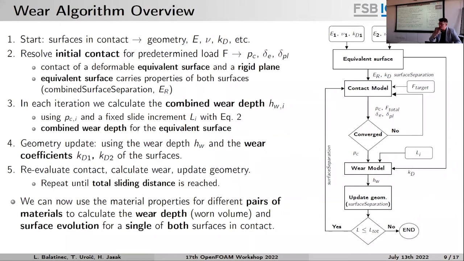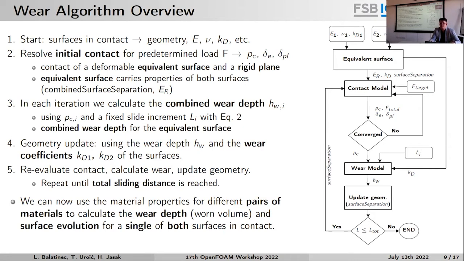So let's go through an overview of the complete wear algorithm, where the starting point are the geometrical and material properties of the two surfaces in contact. Then we need to resolve the initial contact between the surfaces for a predetermined load, which allows us to calculate the contact pressure as well as the elastic and plastic deformations. Only a note, the contact is resolved as a contact between a deformable equivalent surface and a rigid plane. And this equivalent surface carries the geometrical and material properties of both of the initial surfaces.